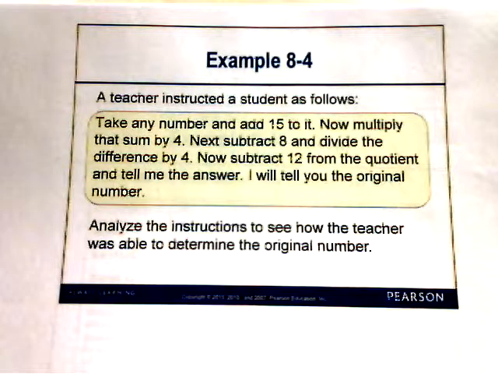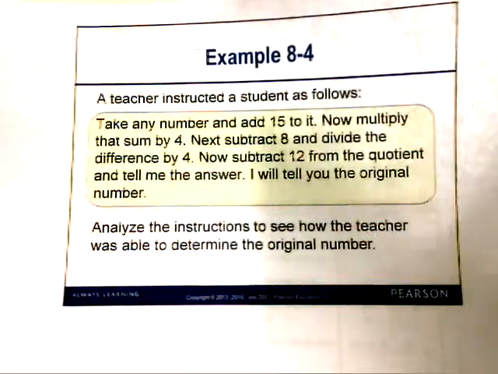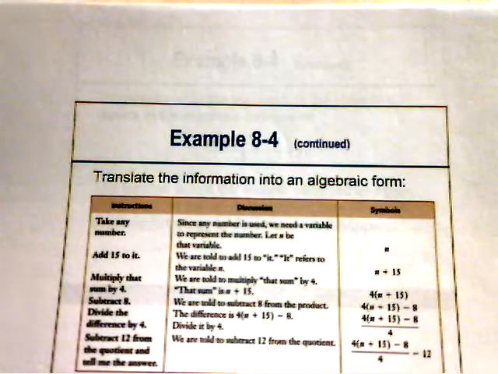A teacher instructed a student as follows. Take any number and add 15 to it. Now multiply that sum by 4. Next, subtract 8 and divide the difference by 4. Now subtract 12 from the quotient and tell me the answer. I will tell you the original number. Now what you want to do here is analyze the instructions to see how the teacher was able to determine the original number. And on this next sheet, you'll see how this is done.